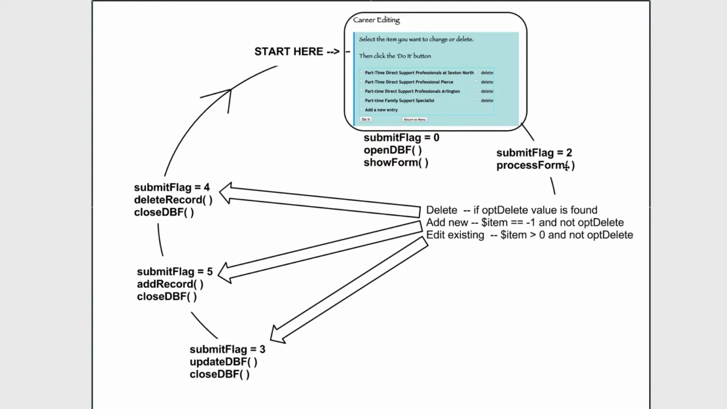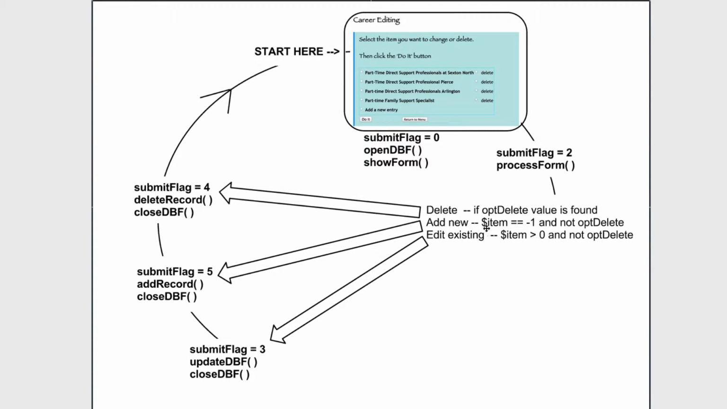Now, in process form, in this function, there's 3 basic parts. It can either delete the record, add a new record, or edit the existing record. So each of those sets the submit flag to a different code. So if the person selected, say, the delete right here, then that will go over and run the delete record, close the database, and go back and display the form.